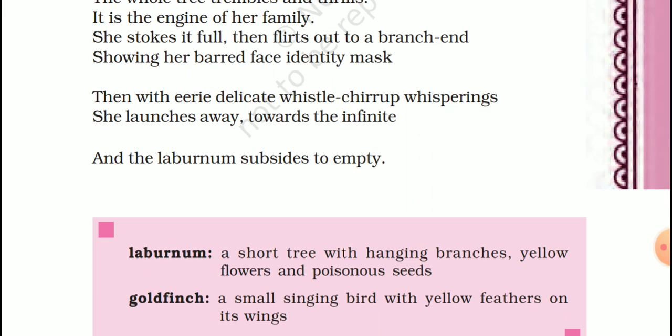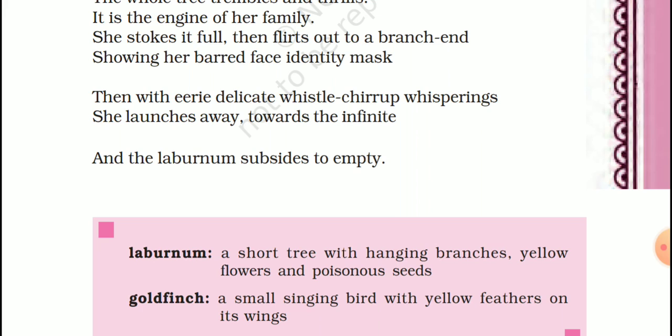So over here eerie means something which is strange or weird. Whistle, chirrup is a gentle whisper like the chirping of the bird. Subside means diminish. So over here, after reaching the end of the branch, the bird makes a sweet chirping sound, just like whispering, and flies away towards the infinite sky. It again makes the laburnum tree silent and death-like.